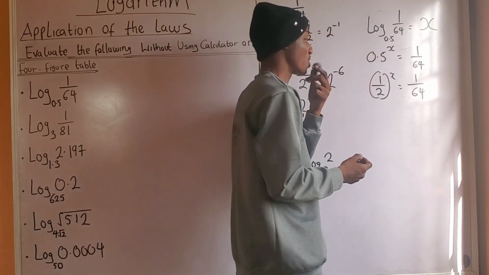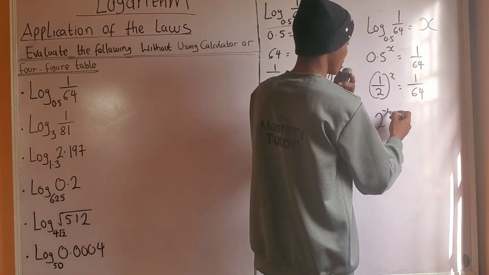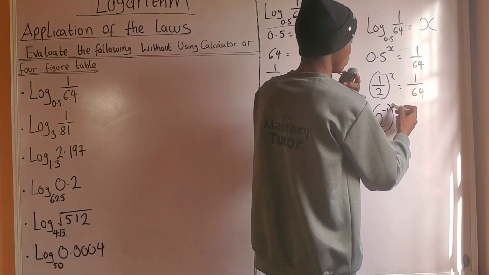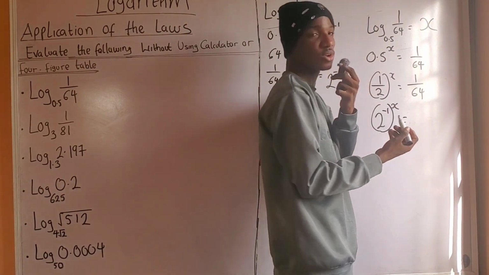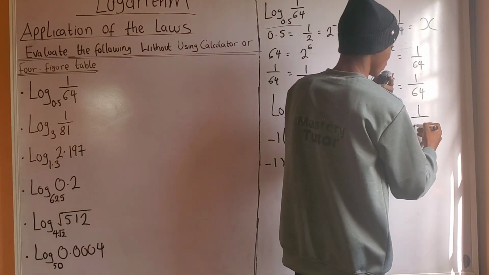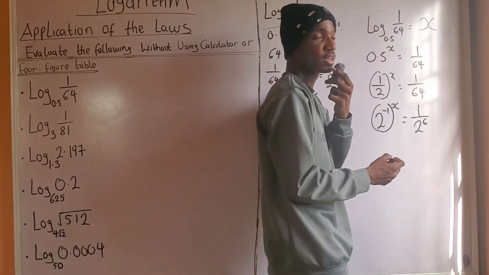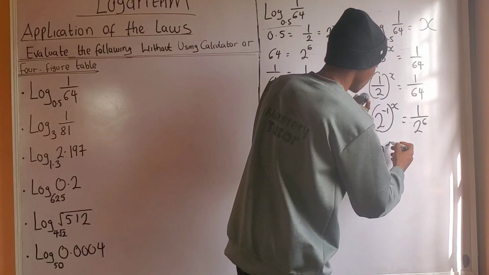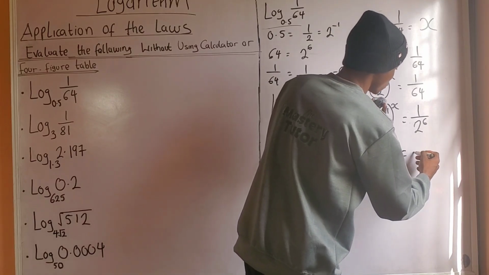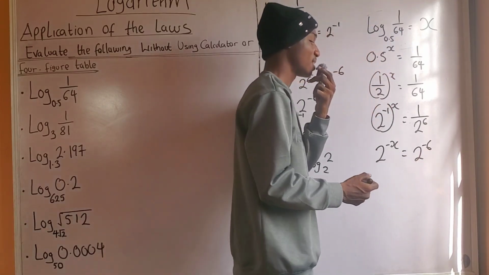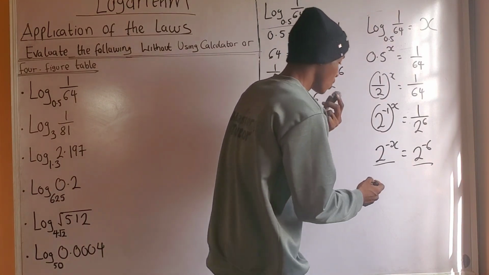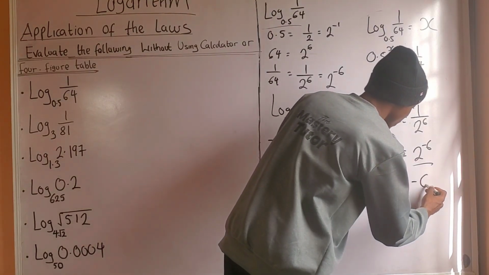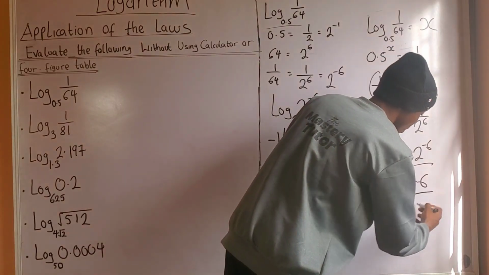Are you getting it? Okay. 2 raised to the power of negative 1 is also the same thing as 1 over 2, and 1 over 64 is also the same thing as 1 over 2 raised to the power of 6, right? So I'm going to have 2 raised to the power of negative x equals 2 raised to the power of negative 6, right? Now, because the bases are now the same, I can equate their powers. So I'm going to have negative x equals negative 6. Divide both sides by negative 1.